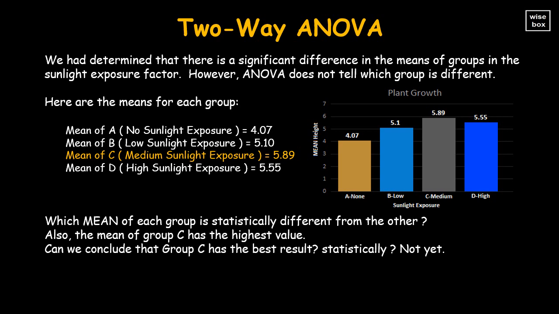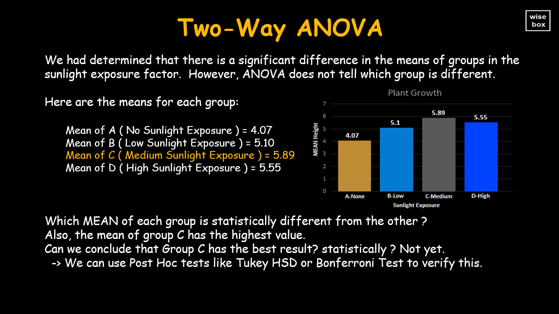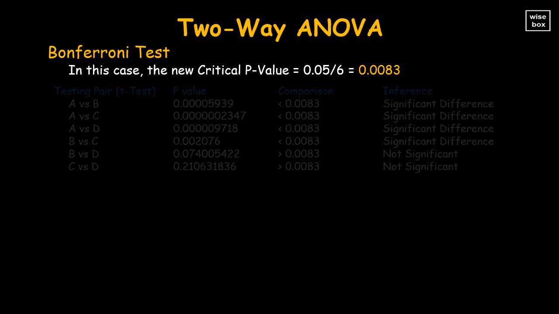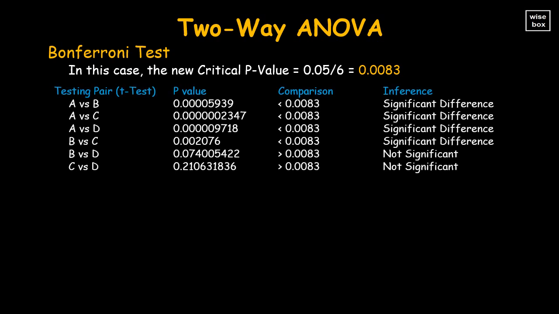To verify this, we can use post hoc tests, like Tukey HSD, or Bonferroni test. Let's use the Bonferroni test for the post hoc analysis. In this case, the new critical p-value is 0.05 divided by 6 comparisons. This equals 0.0083. After computations, here are the results of the p-values per testing pair.